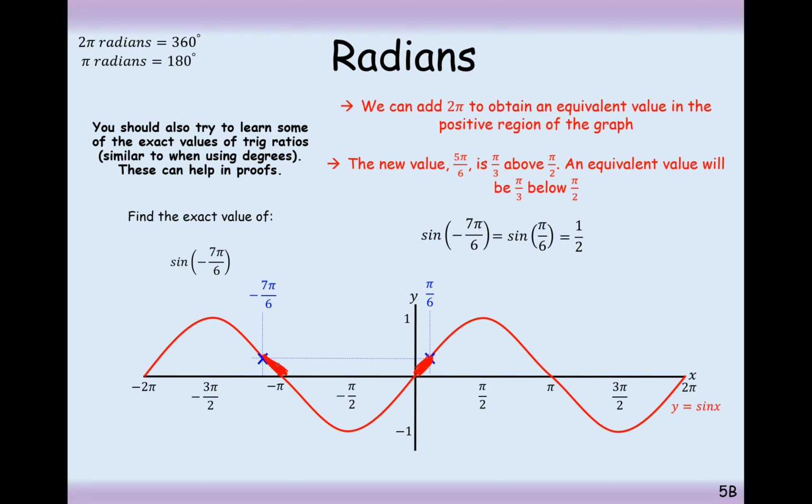It doesn't matter that the angle was negative, it's along the top. We only moved horizontally across to something of equivalent value. So this line here would be the line y equals a half, because the output's a half.